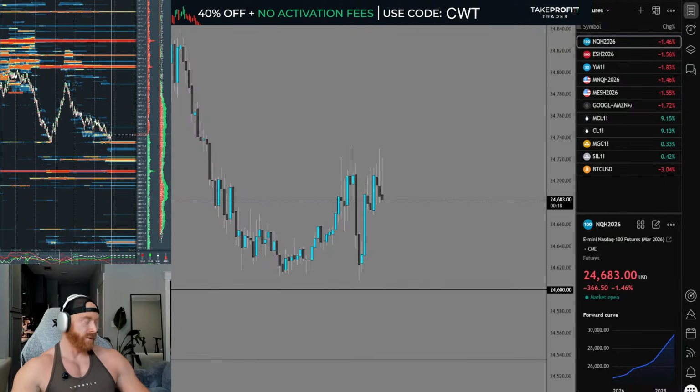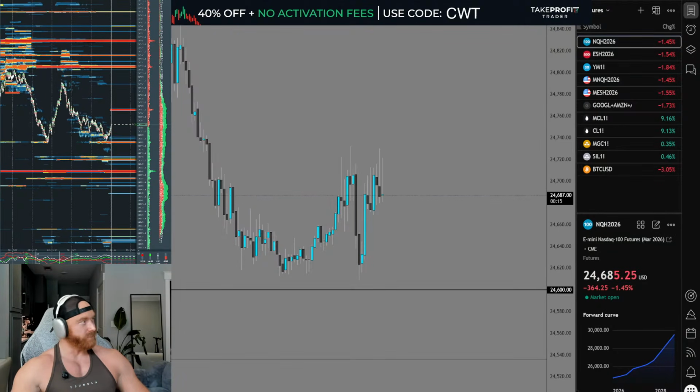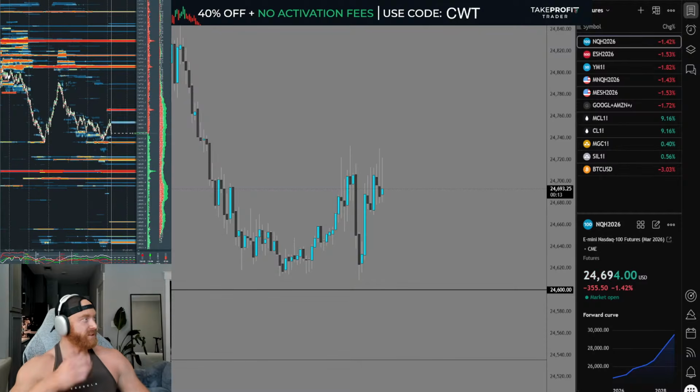Bookmap is a cheat code, without a doubt. Price could go up, doesn't want to push through.